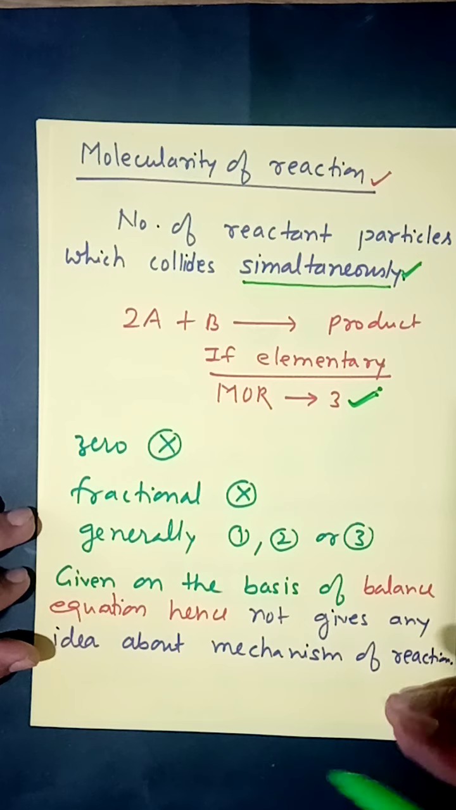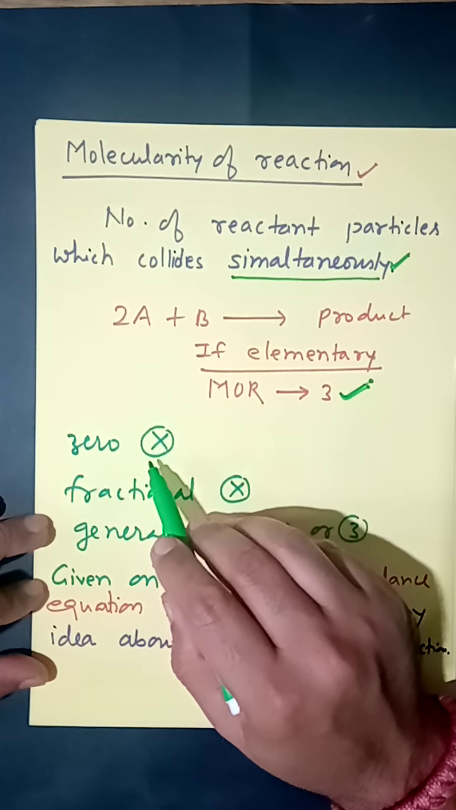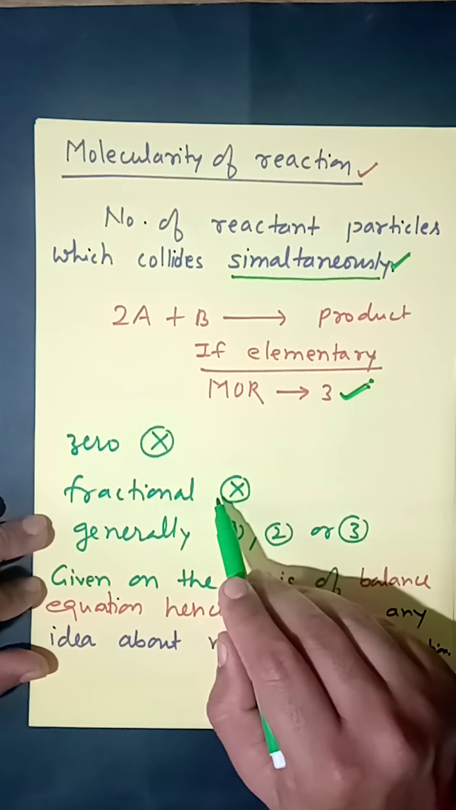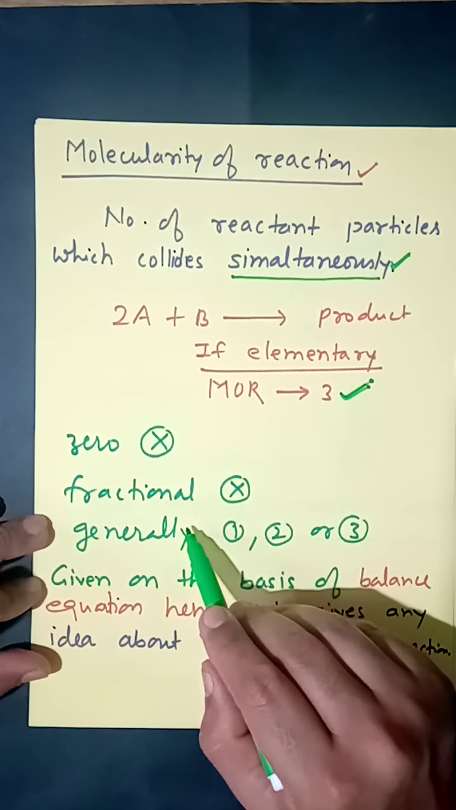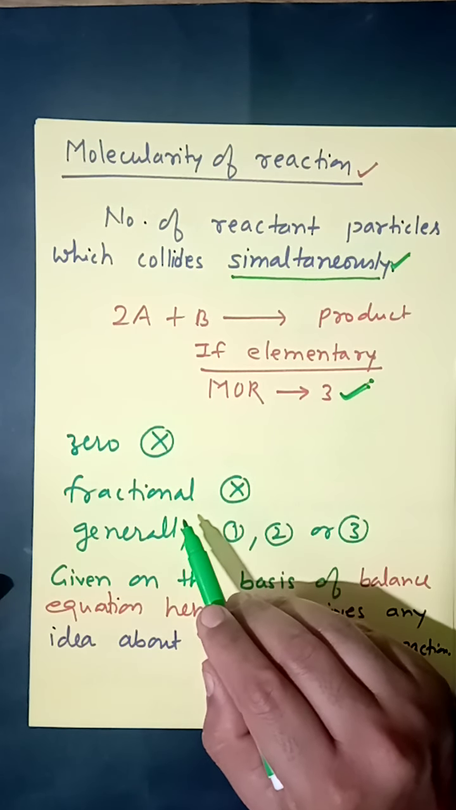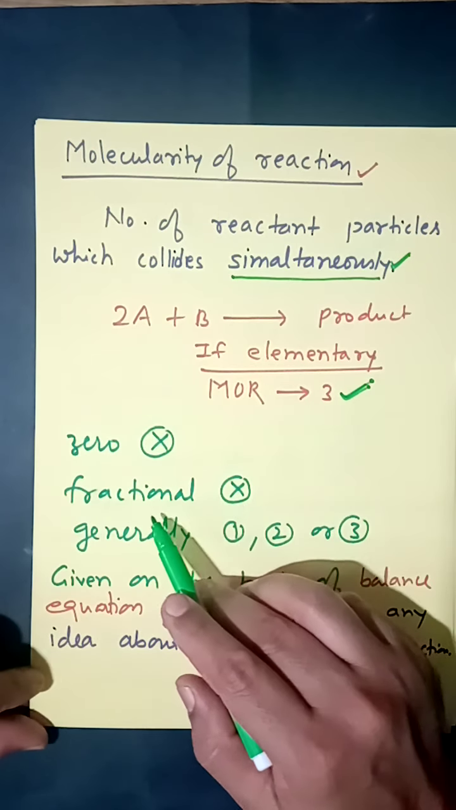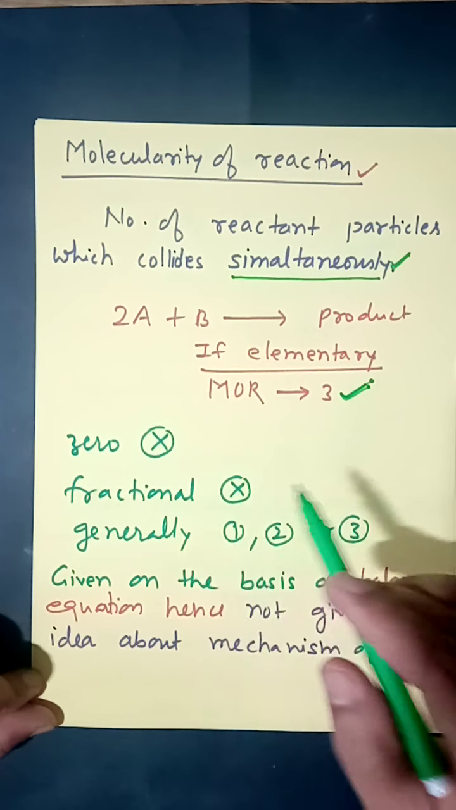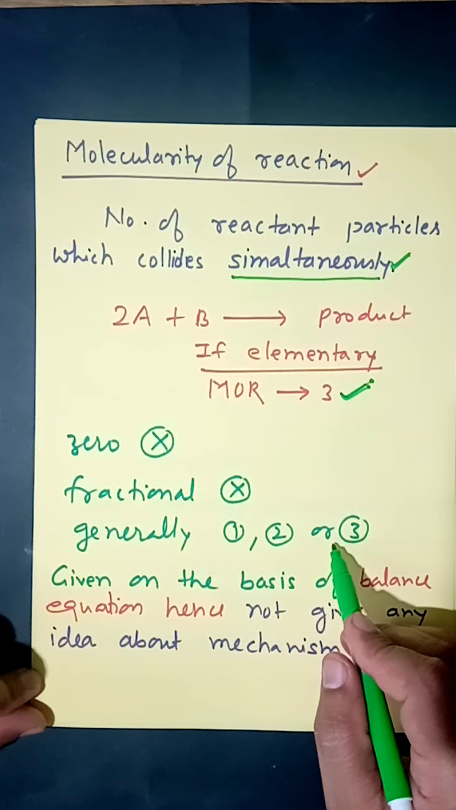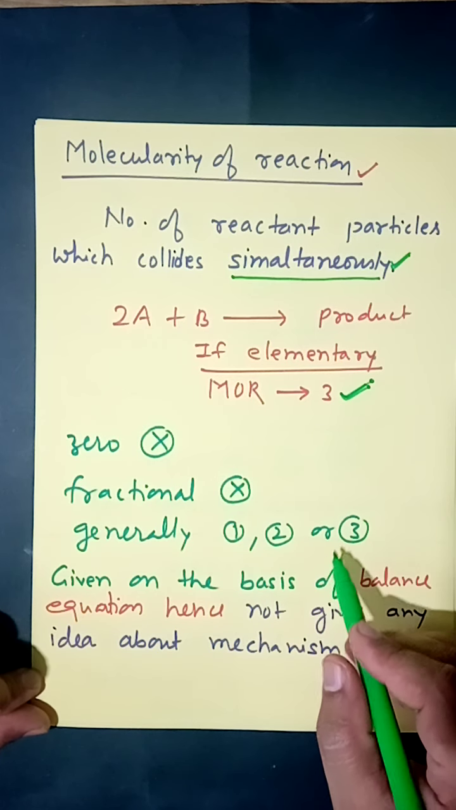Now some more features of molecularity of reaction. Molecularity of reaction cannot be 0, because if there is no particle, then the reaction is not possible. Molecularity of reaction cannot be a fractional number. It cannot be 1.5 or 0.5 or 0.7, because it is not possible for half a particle or 3/4 of a particle to collide. Particles always collide in whole numbers, and therefore the molecularity cannot be fractional. Generally the molecularity of a reaction is 1, 2 or 3. It is generally not more than 3, because it is very difficult for 4 or more particles to collide simultaneously.